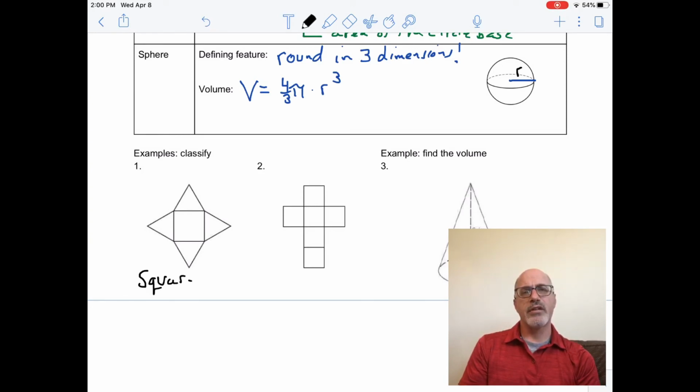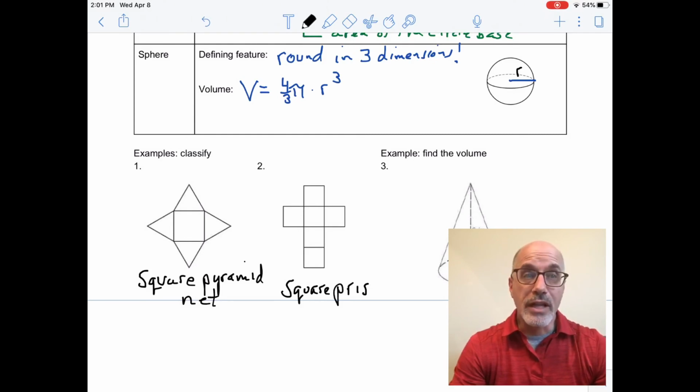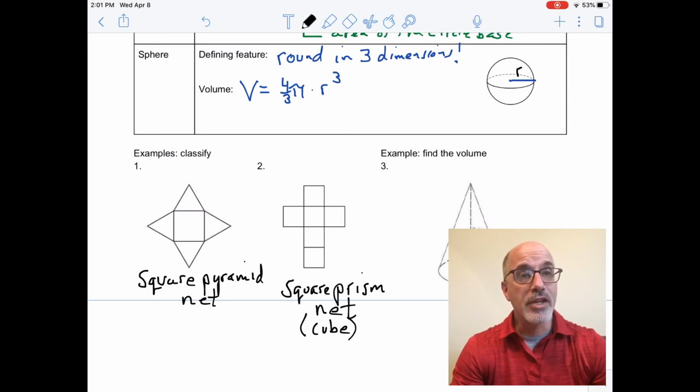As you take a look at this first one, notice that it has a square base, and if you fold up the sides, that will make it into a pyramid. So that one is a square pyramid net. Now as we transition to the second one here, if you notice, if you fold it up, it's got a square base to it. And as you fold it into a box, it's going to look like a cube. That's the more familiar way of referring to it. It's formally called a square prism, but it's folded up in the shape of a cube.